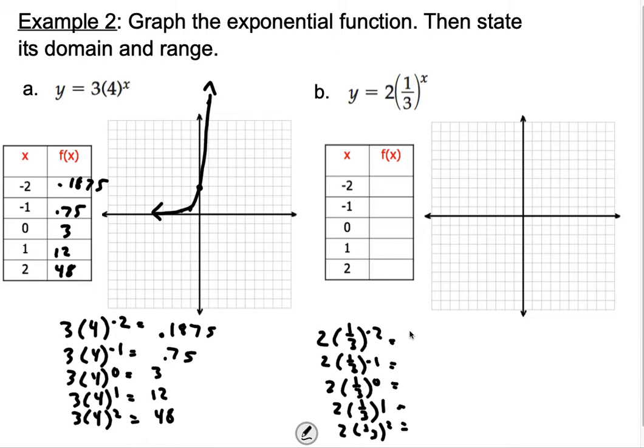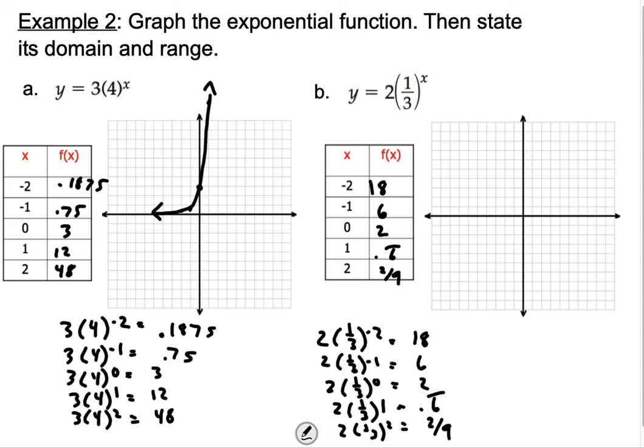So 18, 6, 2.666, and 2/9. So I can put that up here, 18, 6, 2.6 repeating, 2/9. All right, so let's plot those.